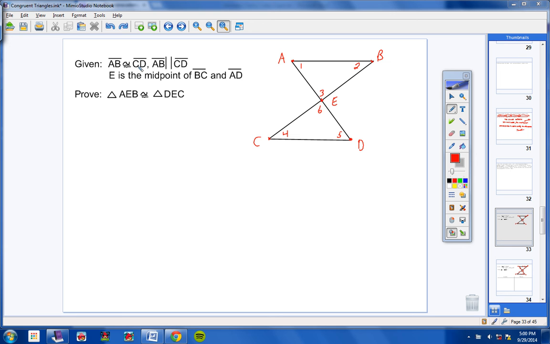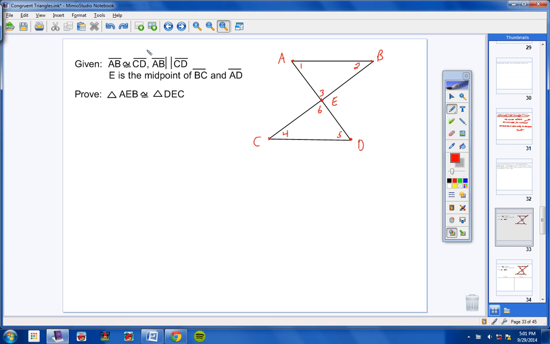We're given that AB is congruent to CD, all right? AB is parallel to CD. E is the midpoint of BC and AD, and we're going to prove that this triangle here, we'll call it triangle number 1, is congruent to this triangle down here, triangle number 2. Now remember, well, first of all, let me say this to you, students.